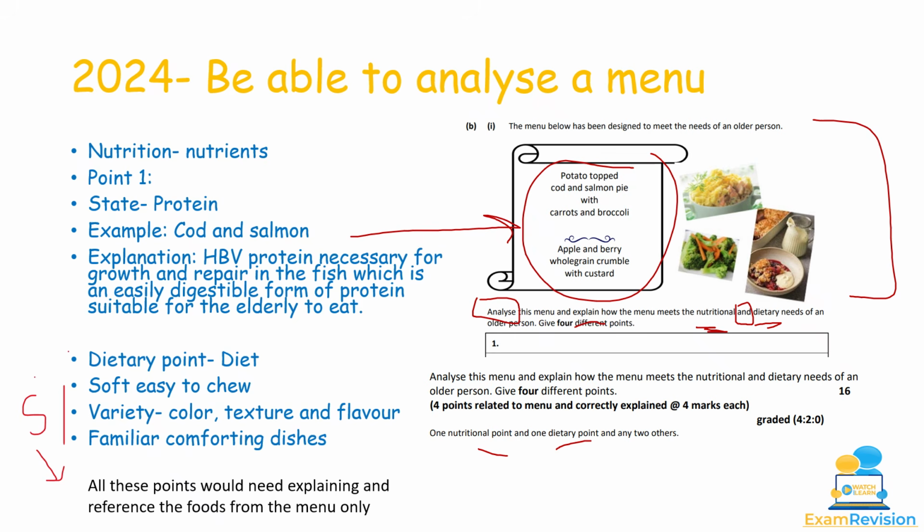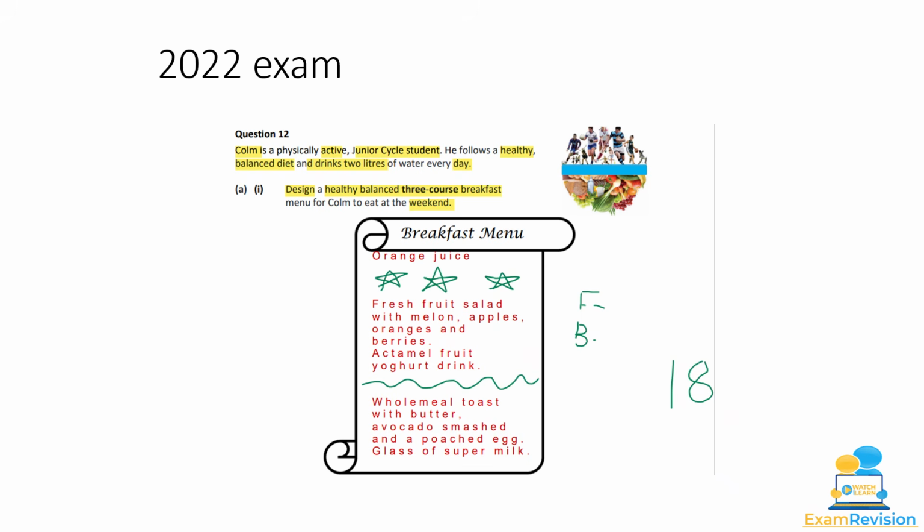If I was talking about a dietary point, these are some you could talk about. So it's soft, easy to chew foods. And this is only the state part, so you would then have to explain all these and give a reference, okay? You could also talk about variety, so there's lots of colour, texture and flavour. You could also talk about how they're familiar, comforting dishes, okay? Because the elderly sometimes don't want new modern dishes, okay? So this is something that you should be able to do.